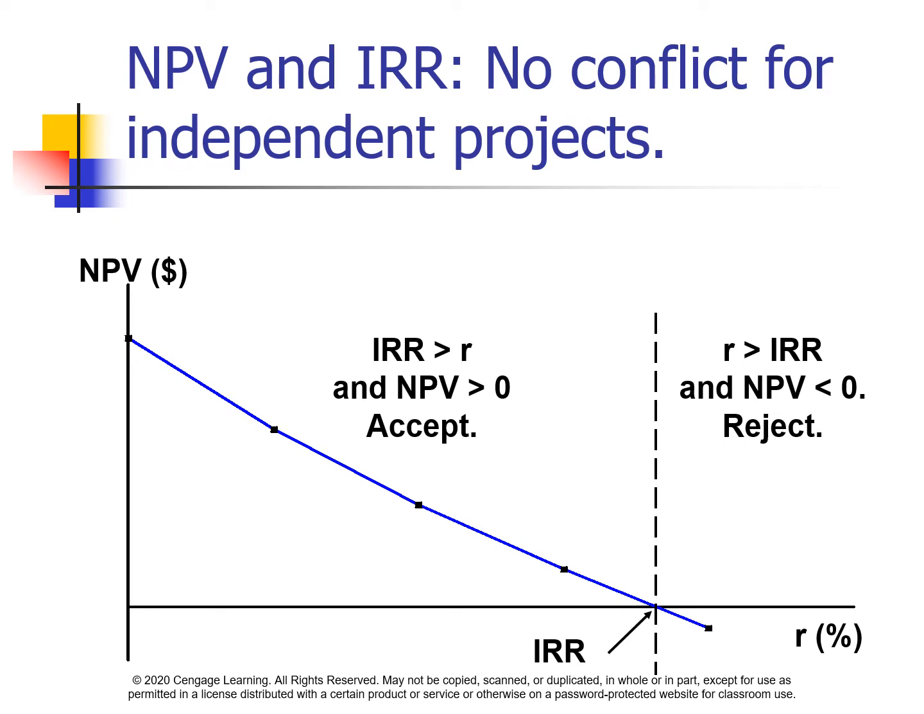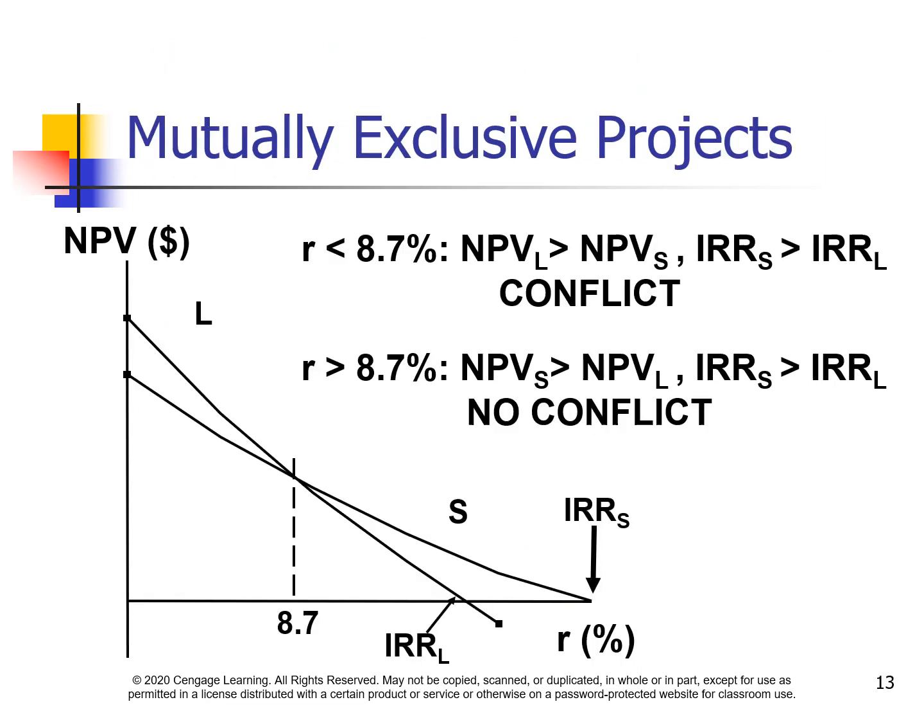NPV and IRR: no conflict for independent projects. But for mutually exclusive projects, there might be a conflict when you're using the NPV method and the IRR method. There will be a conflict when the required rate of return is less than the crossover point, but no conflict when the required rate of return is greater than the crossover rate.